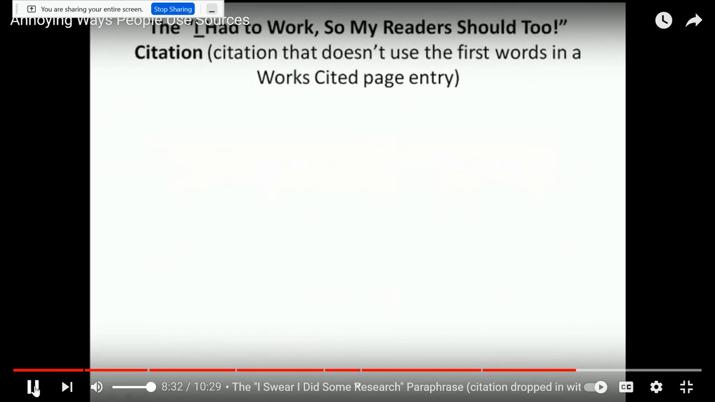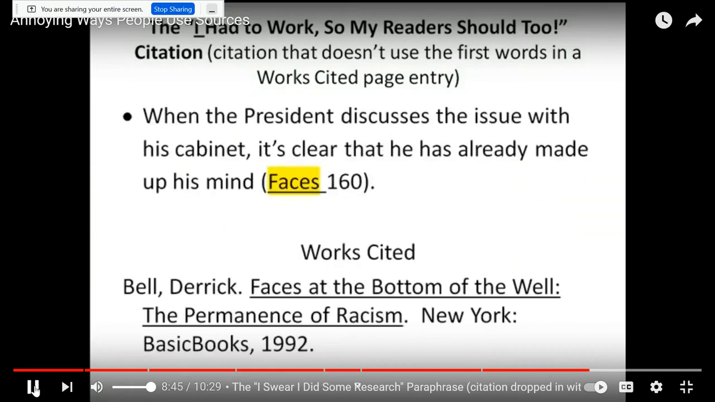I think this is the last one. The "I had to work, so my reader should too." This is when a writer is like, hey, I've been working so hard on this essay, I don't care if I make it easy for my reader. Well, and one little reminder, even though this particular person is using works cited, meaning MLA stuff, we are going to be using APA, right? So keep that in mind that the APA looks a little bit different. Get over yourself. Come on. That's annoying. Here's an example.